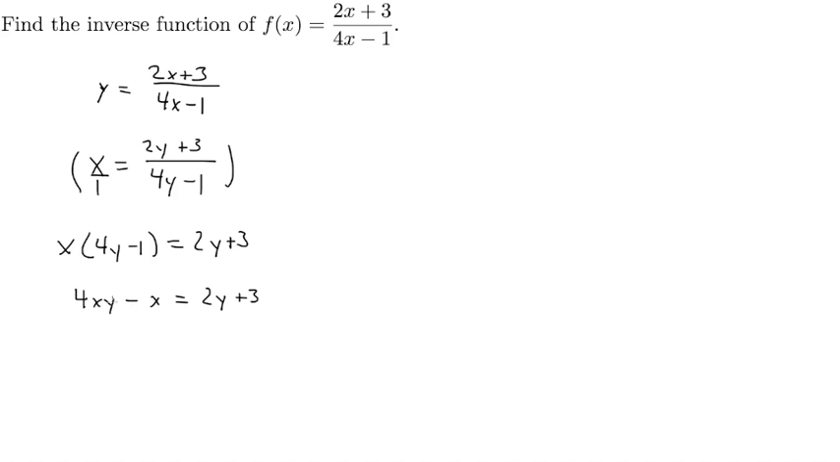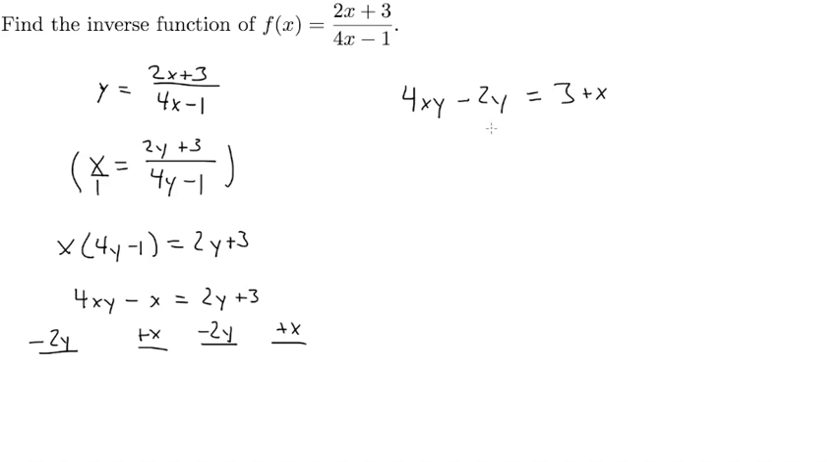Okay, so I want to solve for y. So I need to get everything with a y in it on one side of the equation and everything else on the other side. So I'm going to add x to both sides and subtract 2y from both sides. So this becomes 4xy minus 2y. I add x, so it cancels on the left-hand side. 2y minus 2y goes away, and I have 3 plus x. So I moved my 2y to the left-hand side, moved my x to the right-hand side.